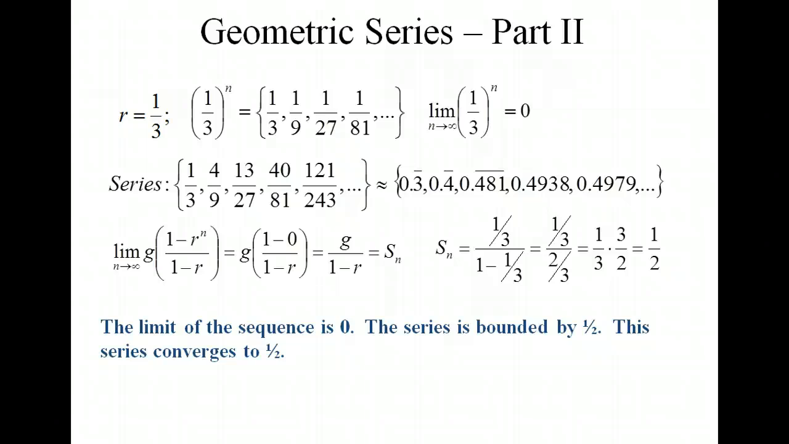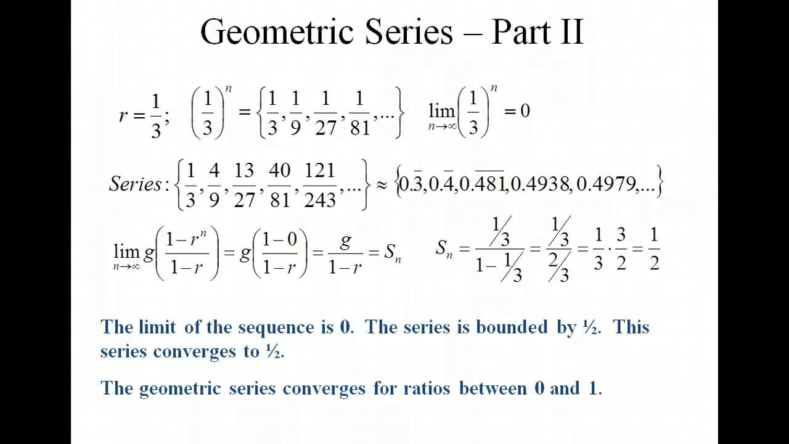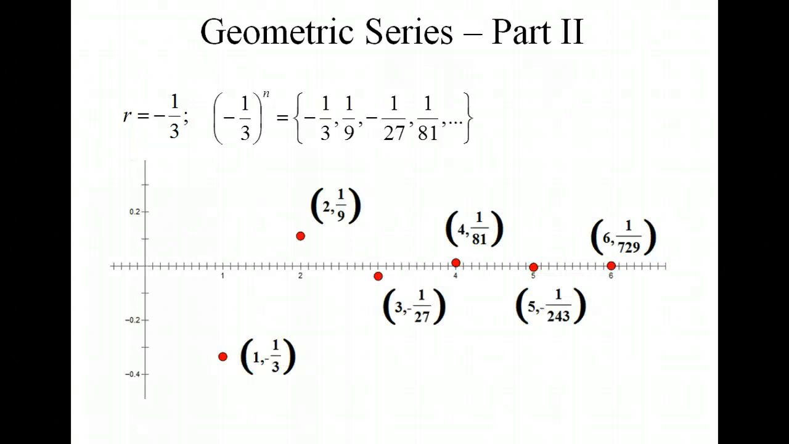Let's look at a number between -1 and 0. Suppose that r equals -1/3. Well, in this case we have an alternating sequence. The absolute value of the terms is the same as what we just saw, so the absolute value of the terms is heading towards 0. And if we look at the terms in the graph, you can see that the odd terms are heading up towards 0 while the even terms are heading down towards 0. So we would say that this has a limit of 0. So that's good so far.